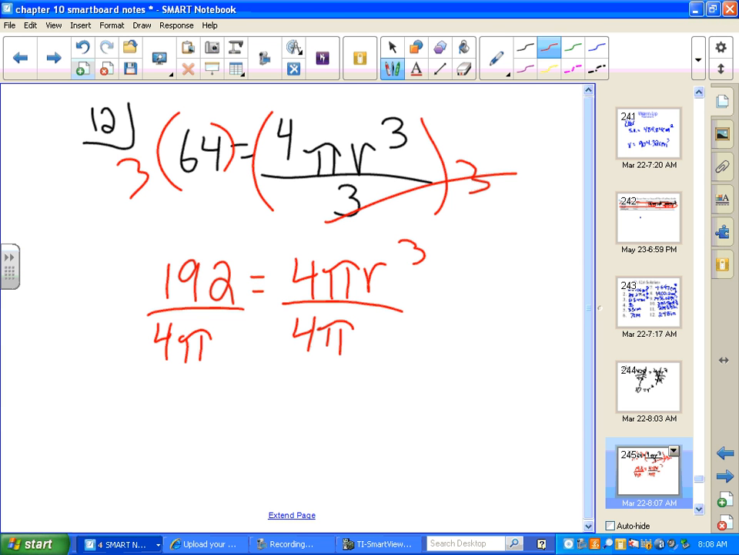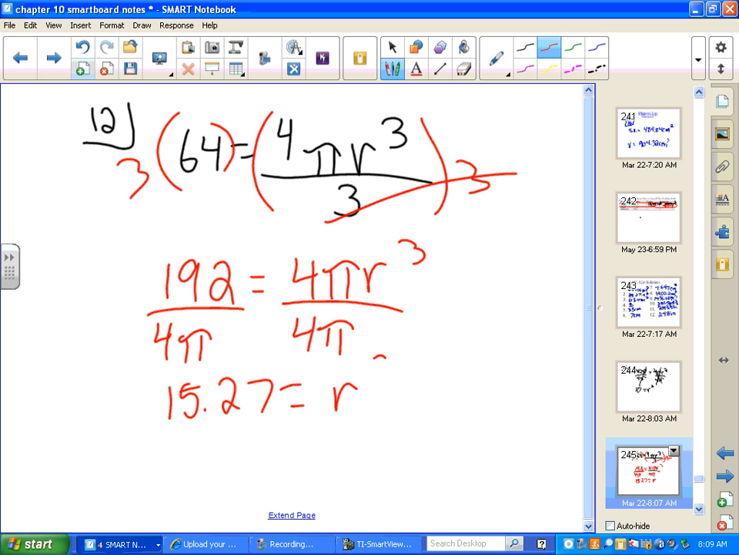Whoa, say that again? That's not right. Doug, did you do 192 divided by? Oh, I know why. You can't do that. Your calculator doesn't realize that 4 pi goes together. If you do it that way, you have to have parentheses around 4 pi. So type in 192 divided by parentheses 4 pi. Now tell me what you get.